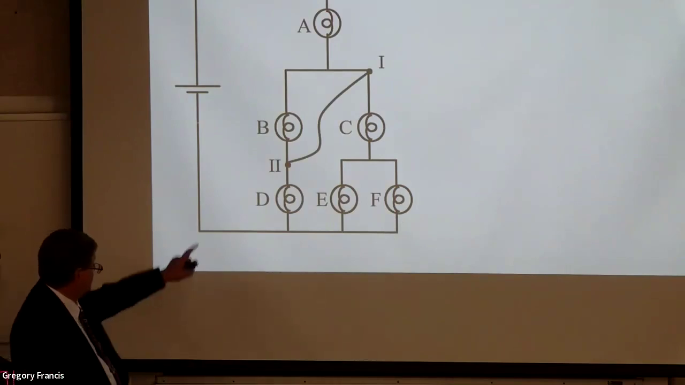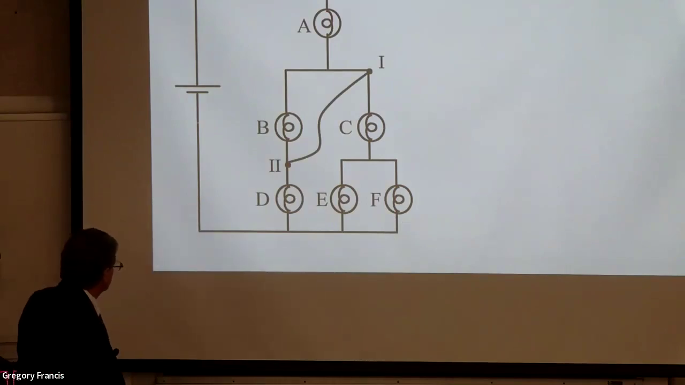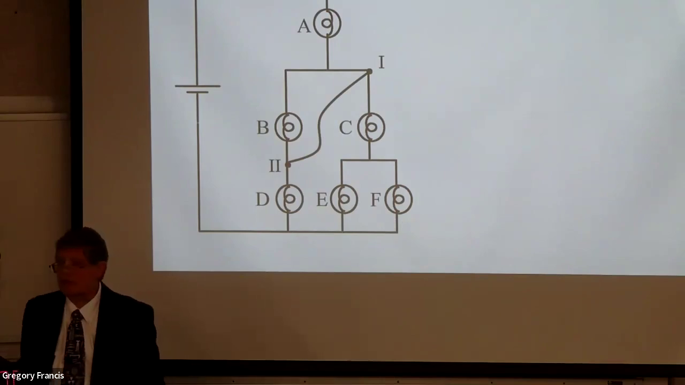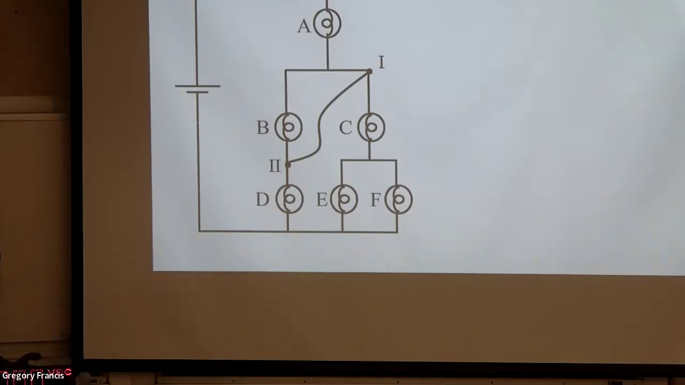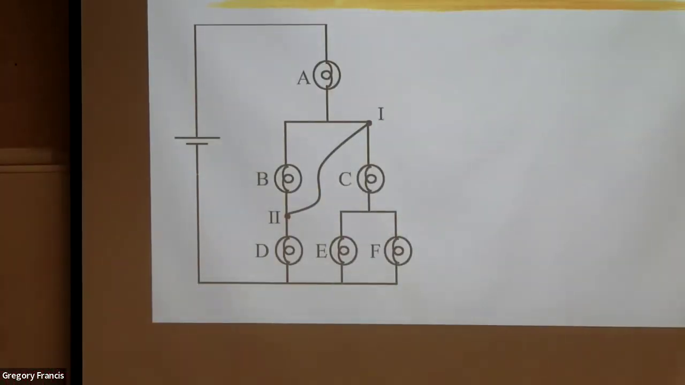Now on the back of the page, we add a connecting wire from point 1 to point 2. And we ask how that's going to change the brightness of different bulbs. Now, you've got to be a little bit nuanced. You've got to be sophisticated in your reasoning. You can't say, well, I added a path, that increases current, all the bulbs get brighter. How many points is that worth? 0. Okay? No, you have to be a little bit more nuanced than that.